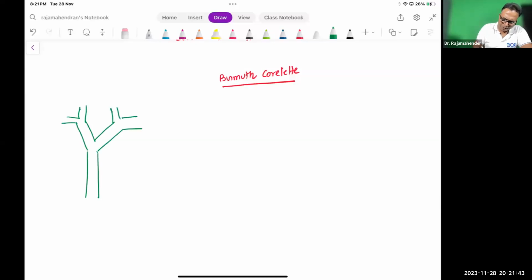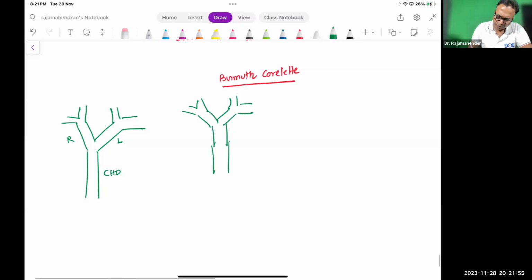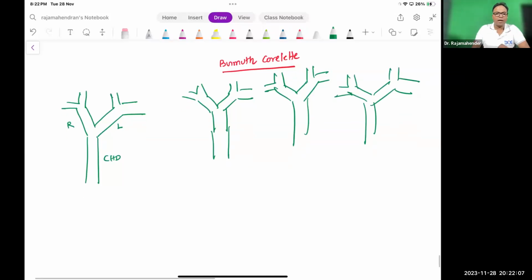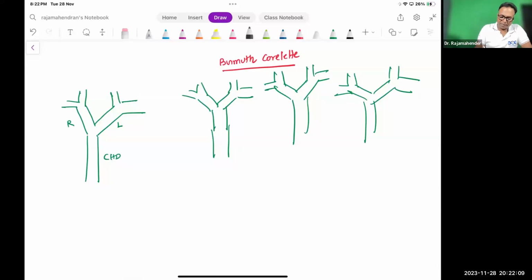So please don't forget. This is the common hepatic duct. This is right. This is left. And these are other upcoming branches, second order branches. I'm going to tell you the classification now. To understand the classification, Bismuth-Corlette type 1. Type 1 is a cancer which is away from the hilum. This is type 1. So hilar cholangio cancer away from the hilum.